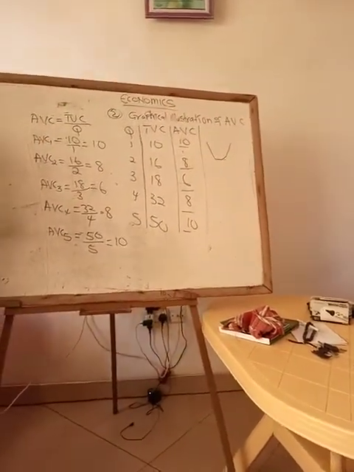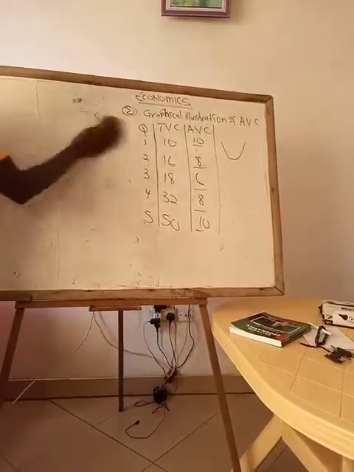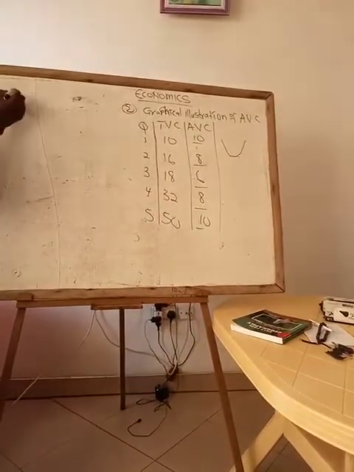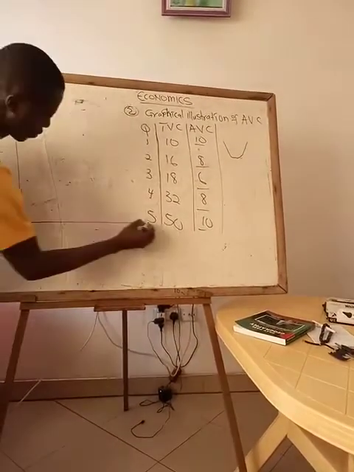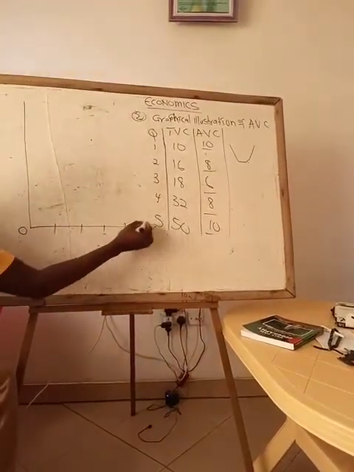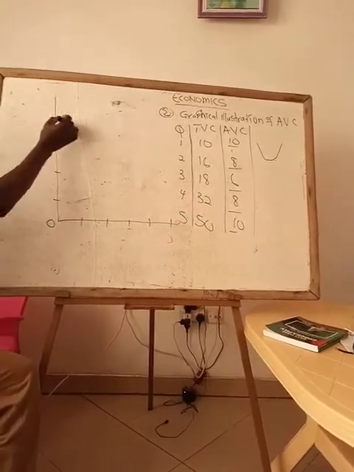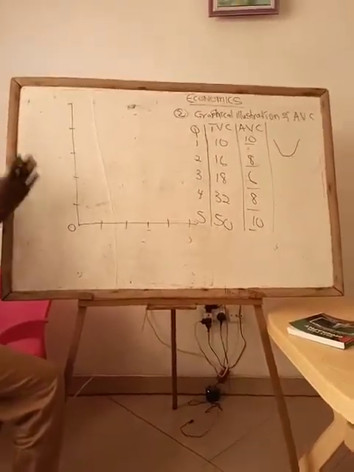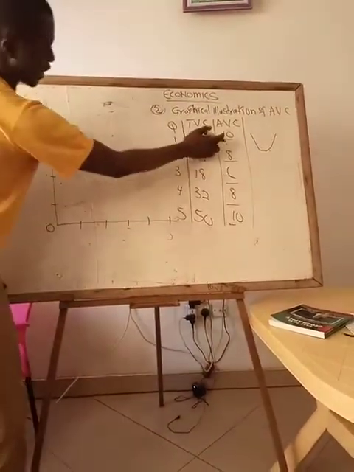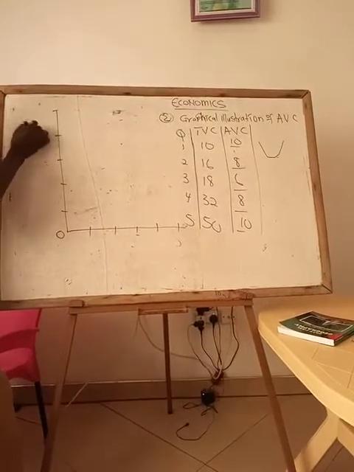Let's quickly plot it right now and see what is going to happen. So just look at it here. I'm going to have my graph like this. This is 0. We have 1, 2, 3, 4, 5. We have them there. We have 1, 2, 3, 4, 5. I'm just going to choose a scale. My highest figure is 10. You can see the average variable cost. Remember, this side is represented as cost.